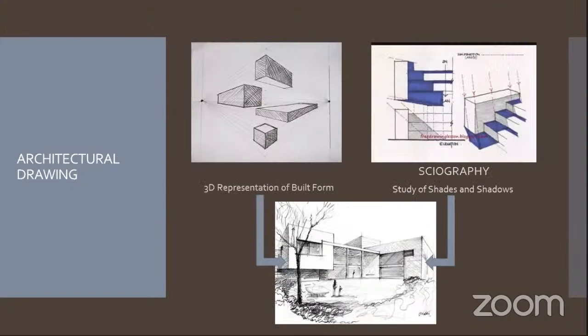Now this is the example of two-point perspective and sciography. Two-point perspective is nothing but a perspective view which has two endpoints, and sciography means the play of light and shadows.